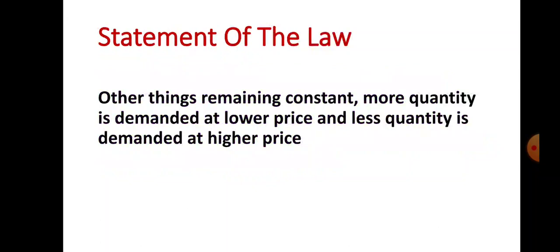Let us see the statement of the law of demand. Other things remaining constant, more quantity is demanded at lower price and less quantity is demanded at higher price. Or in other words, you can say like this. Other things remaining constant, when price falls, demand rises, and when price rises, demand falls. So by keeping other things constant, there is an inverse relationship between price and quantity demanded. So this is a statement of the law of demand.